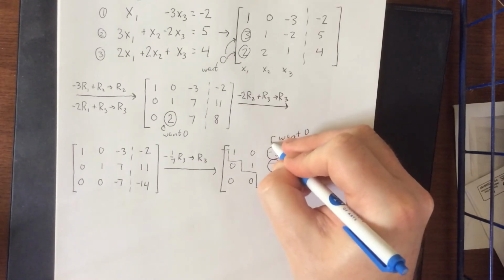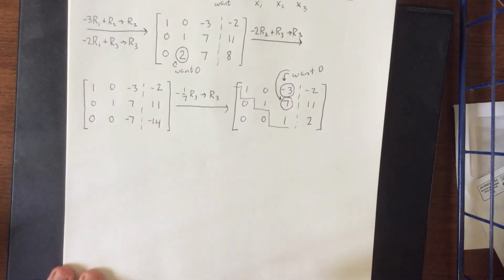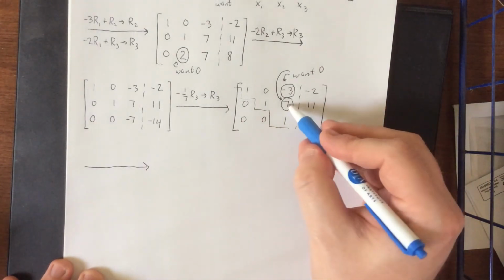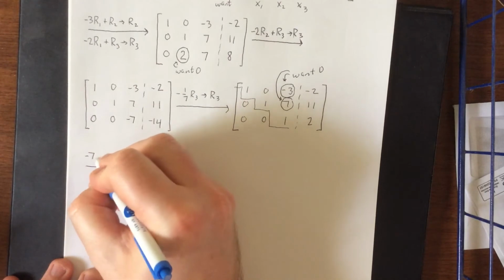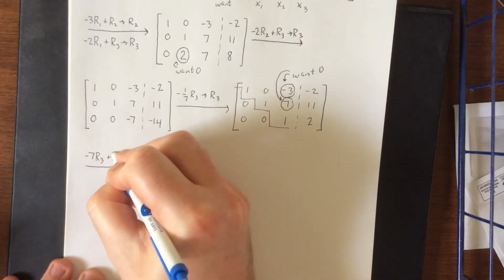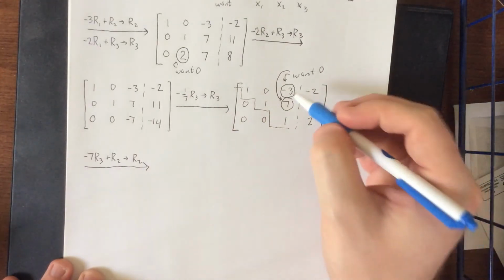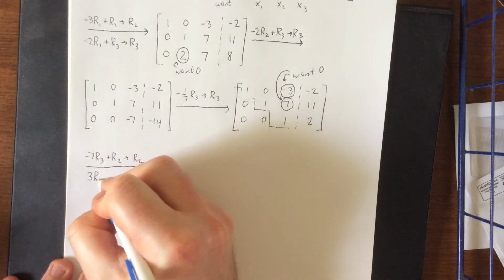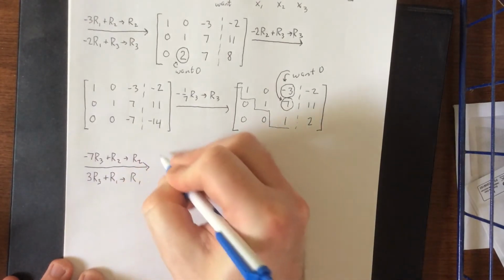So we want 0 in this entry here and this entry here. We can obtain those zeros using two operations. Where we have a positive 7, we will need to add negative 7. So we'll take negative 7 times the third row, add it to the second row, and that'll become the new second row. To get rid of the negative 3 that's here, we'll need a positive 3. So we'll take positive 3 times the third row, add that to the first row, and that will become the new first row.